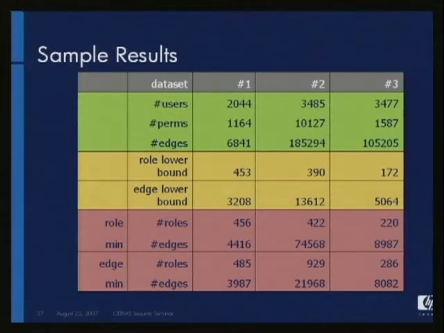Basically the green part at the top shows you the size of the bipartite graphs we're dealing with. The number of users in these graphs is between 2 and 3,500 users. The number of permissions ranges anywhere from 1,000 to 10,000. And the number of edges in that original bipartite graph can be as large as 185,000 edges. So these are pretty large graphs that we're dealing with.